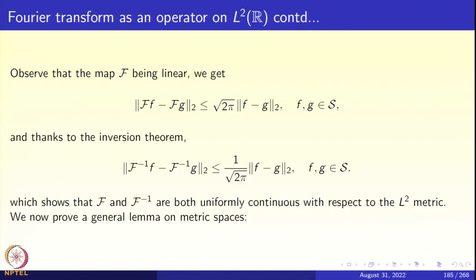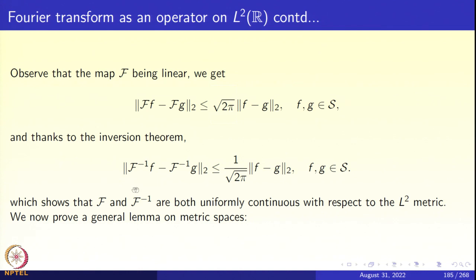For that, we observe that, being linear, the norm of the Fourier transform of F minus the Fourier transform of G is less than or equal to root 2 pi times the norm of F minus G, where F and G are in the Schwarz class. When I say norm, I mean the L2 norm in this particular context. And thanks to the inversion theorem, we also have that the norm of the inverse Fourier transform of F minus the inverse Fourier transform of G is less than or equal to 1 upon root 2 pi times the L2 norm of F minus G.